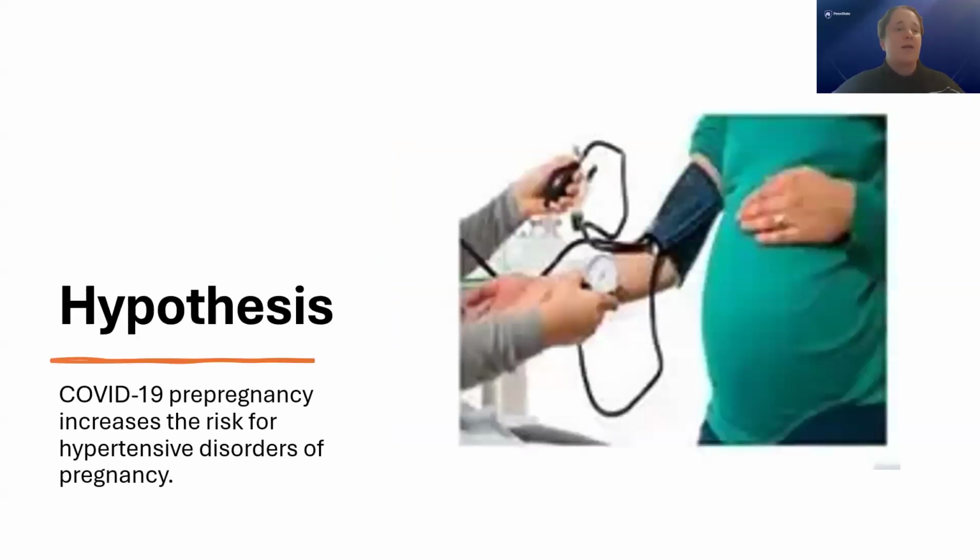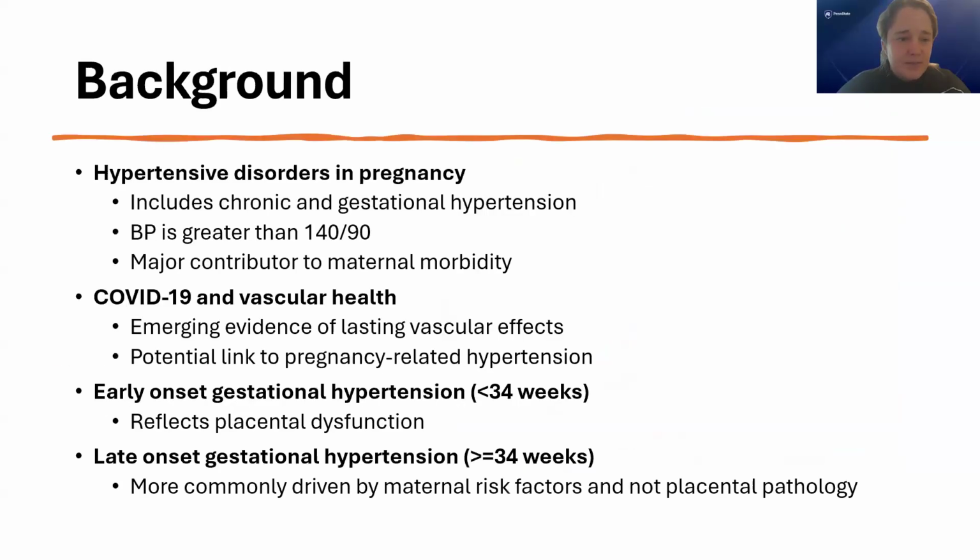The second study that we're working on is about having COVID-19 before pregnancy. Does that increase the risk for hypertensive disorders during pregnancy? Hypertensive disorders during pregnancy are a major concern and a big morbidity for maternal health. It can include chronic and gestational hypertension. It's when your blood pressure is greater than 140/90, and it's a big contributor to morbidity, but also mortality.